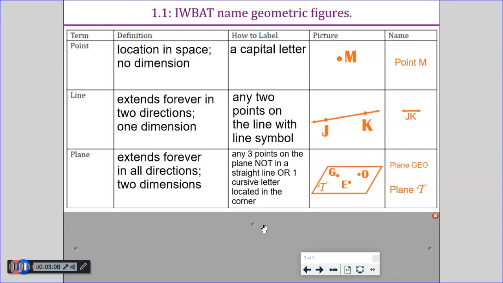If we were all sitting together in a room, we could think of ourselves as individual points sitting on the floor. 2 of us who were connected in a straight line could form a line, and all of us together sitting on the same surface form a plane. Pause here, make sure you have the definition, how to label, picture, and name for each of the first 3 words.